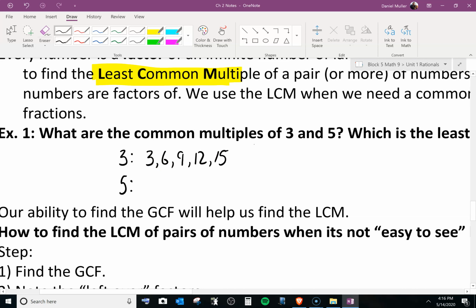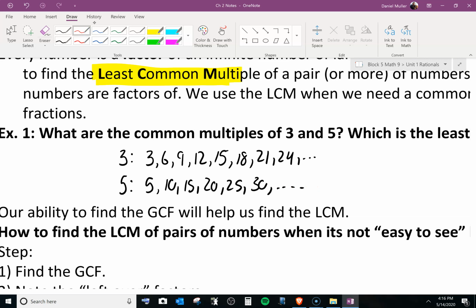That's a multiple of 3. It's 5 times that much. 18. 3, 6, 9, 12, 15, 18, 21, 24. And you list out all of these multiples. It would go on forever. And then we have 5. And so we have 5, 10, 15, 20, 25, 30. And it would go on forever as well.